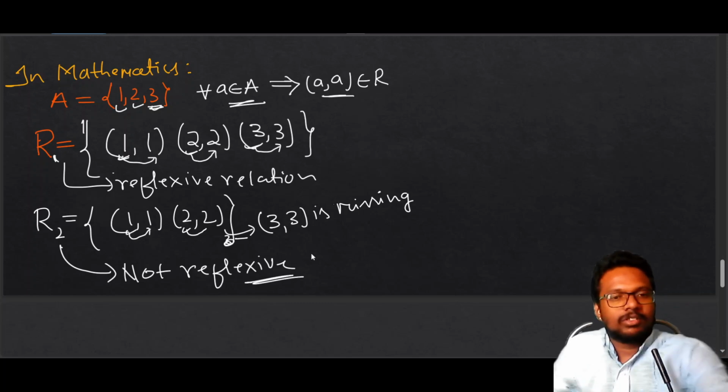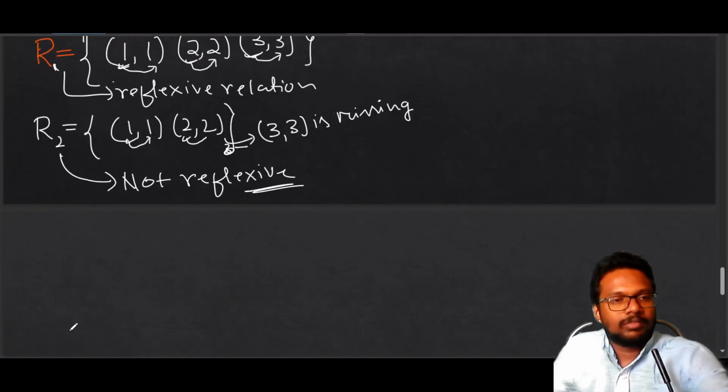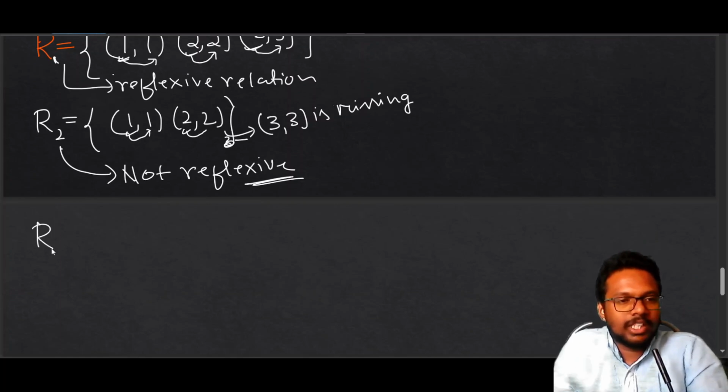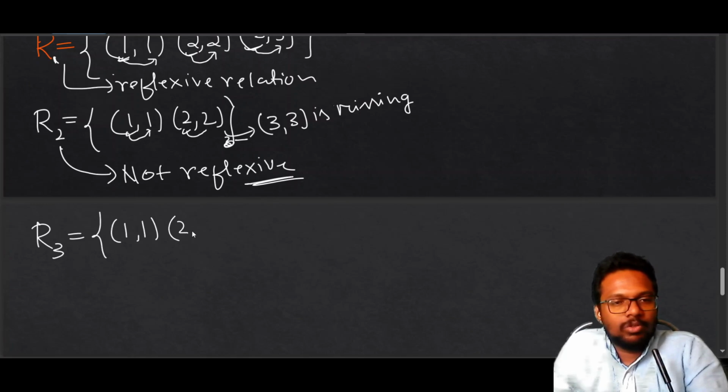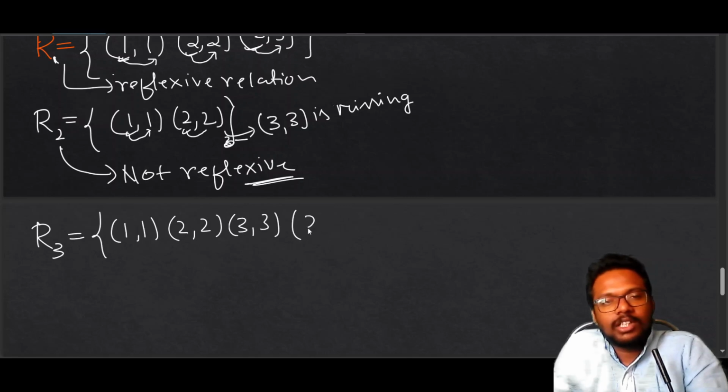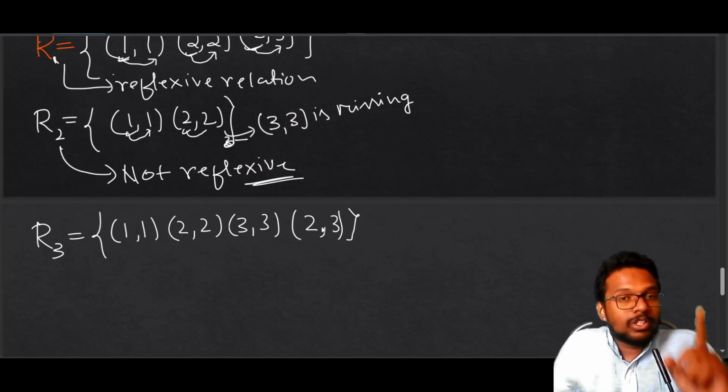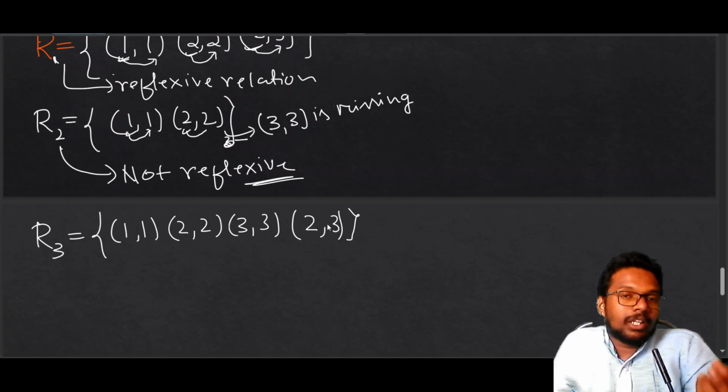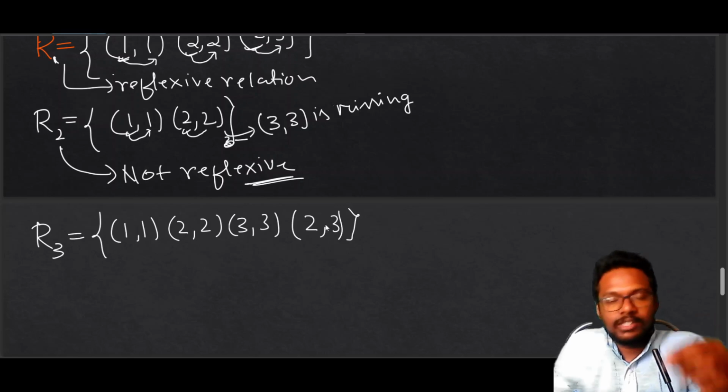Okay, so let us see another example. Now I am considering R3. 1 comma 1, okay. 2 comma 2, okay. Next 3 comma 3. Next I have considered another, 2 comma 3. This is an extra relation. But we have to focus only on whether every element of A is related to itself or not. If there are any other extra pairs in R, no worries.